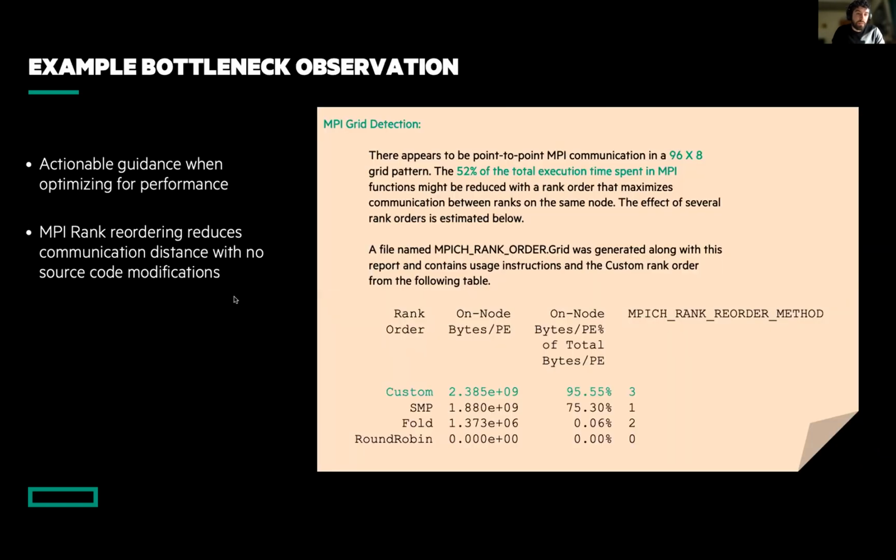As an example of some of the guidance that we can provide, this includes things like MPI grid detection. Perf tools here can recognize that you're doing point-to-point MPI communication in a particular grid pattern, and provide some helpful guidance for performance optimization. Once we detect this grid-based communication, we can suggest rank orderings to try and maximize your in-node communication and move ranks that are doing most communication onto similar nodes, so that the communication doesn't have to travel so far.